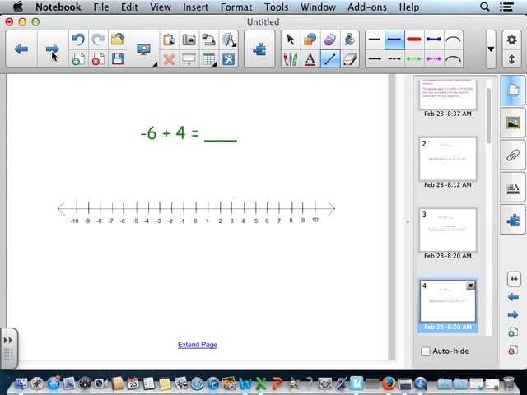Here I have negative 6 plus 4. This time I'm starting with a negative. So on the number line I will start with negative 6. If I'm adding 4, my number will get larger by 4. So I need to move to the right on the number line 4 spaces. When I move to the right, 1, 2, 3, 4, I end up at negative 2. So negative 6 plus 4 is negative 2.